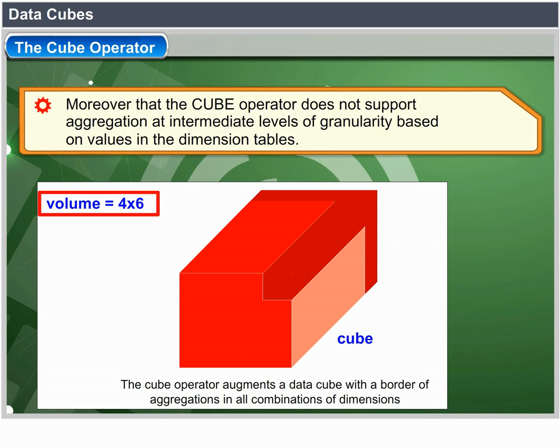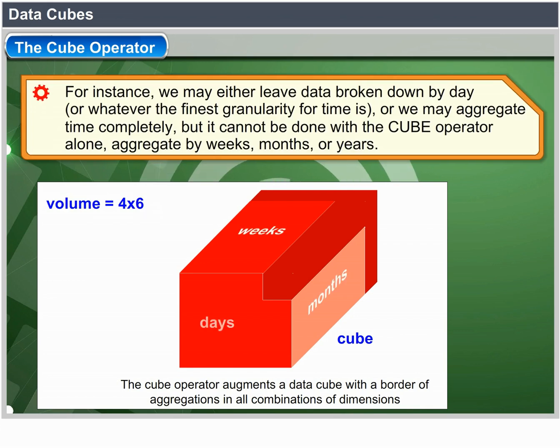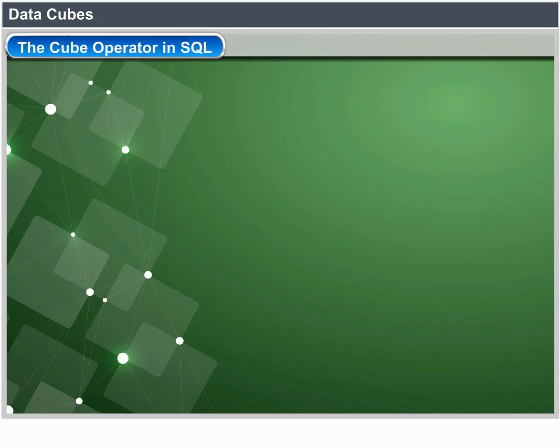Notice, however, that the cube operator does not support aggregation at intermediate levels of granularity based on values in the dimension tables. For instance, we may either leave data broken down by day, or whatever the finest granularity for time is, or we may aggregate time completely, but we cannot, with the cube operator alone, aggregate by weeks, months, or years.